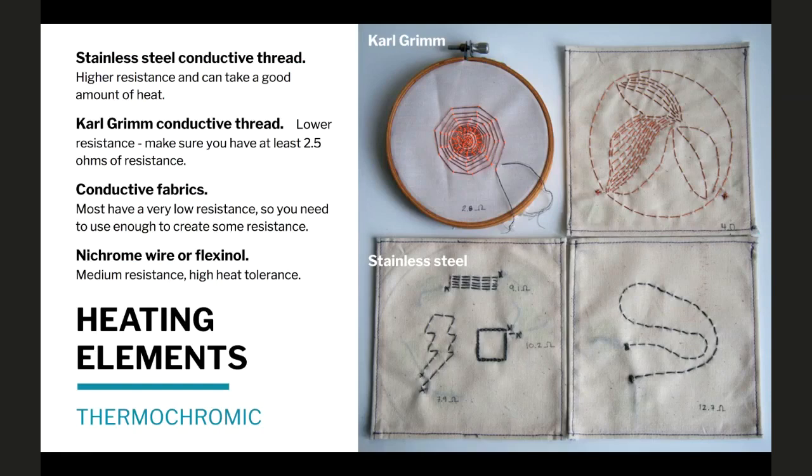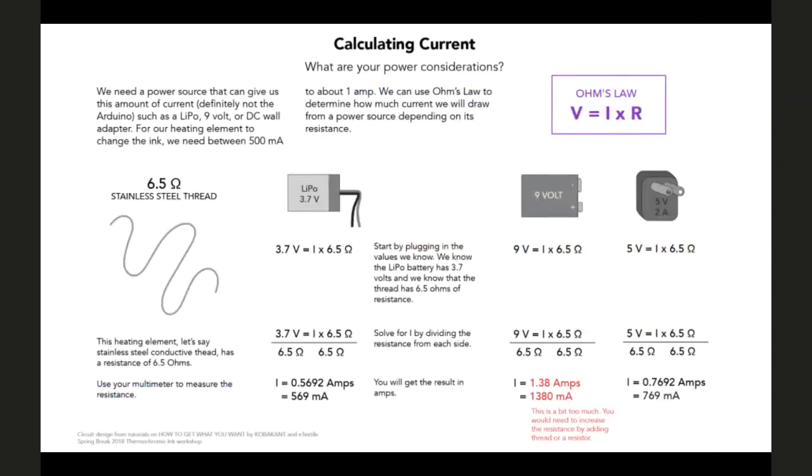Generally, somewhere in the realm of about 2.5 to 12 ohms for the type of power sources that we're working with. And then another material that we'll talk about in a little while called Flexinol is also a really good heating element. I'm not going to go into this in too much depth. If you want to work with thermochromic ink, you should definitely revisit this worksheet. It will help you figure out what power source you need.